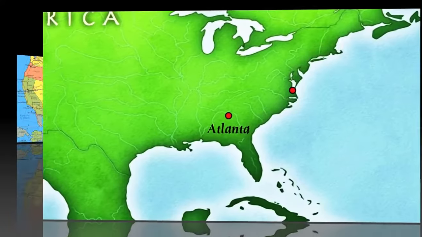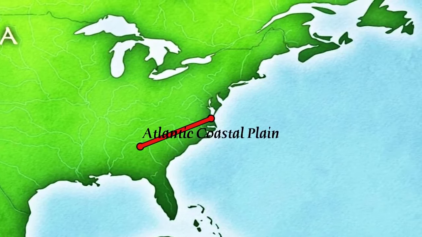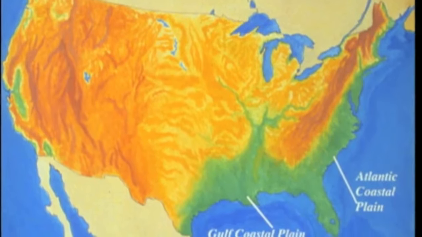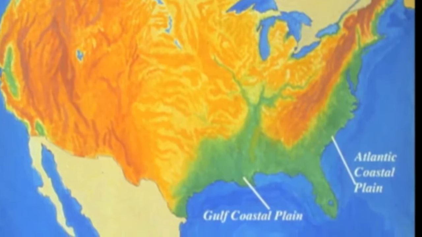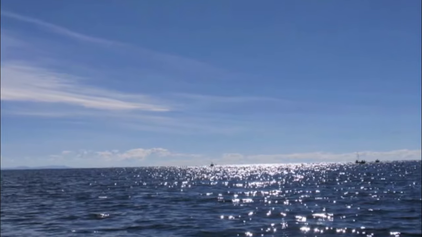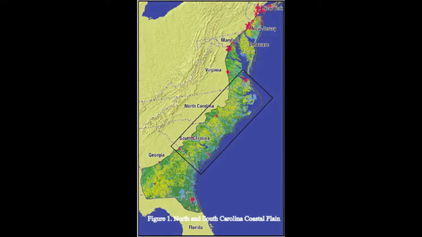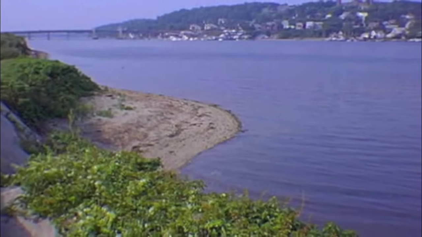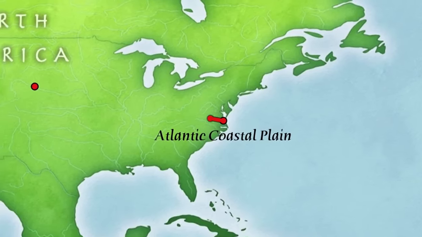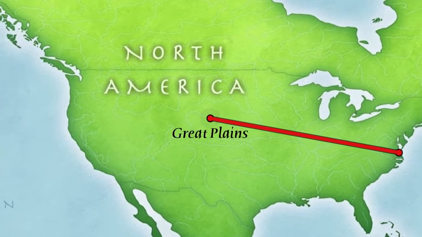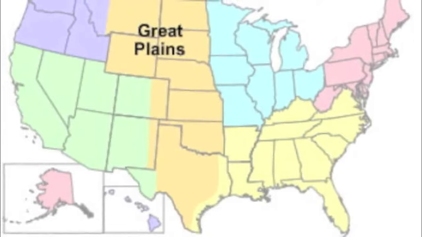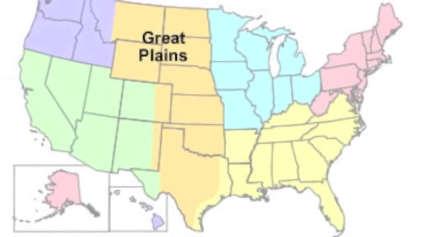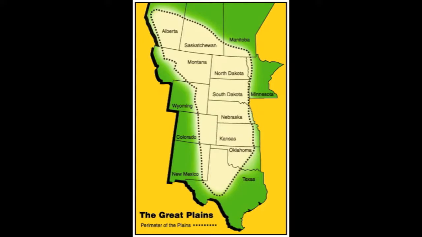We are going to begin with the Atlantic Coastal Plain. The Atlantic Coastal Plain is the lowland area that borders the Atlantic Ocean in the eastern United States. It has excellent harbors and is home to many people. The Great Plains are a flat area in the middle of the United States. They are located on the western part of the interior plains. It consists of grasslands with no trees.